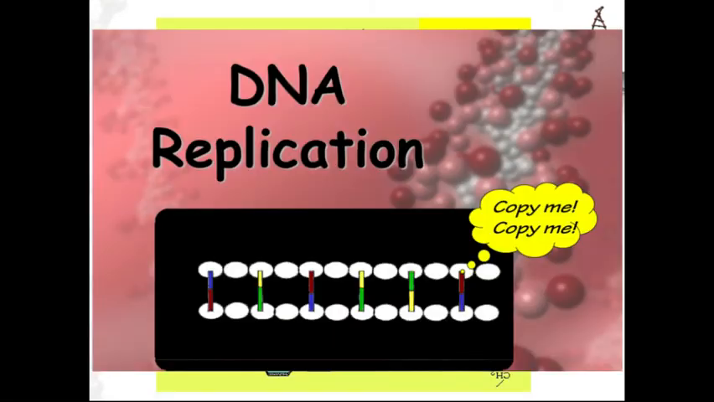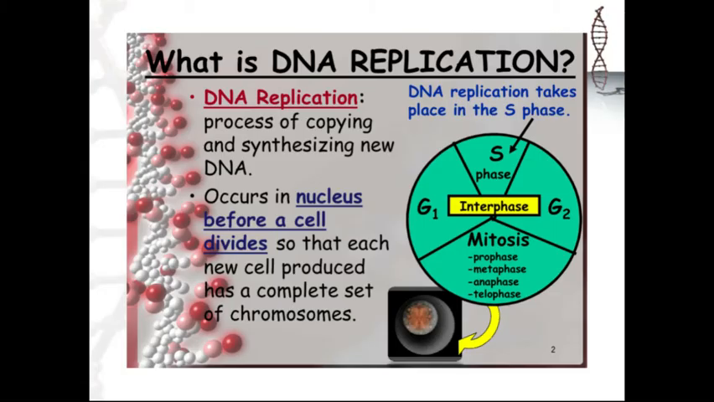Now, the next part is DNA replication, and this means copying. And when we replicate, we make exact copies, okay? Exact copies, because it's part of the cell cycle when cells divide during mitosis to make exact replicas. So DNA replication is copying and synthesizing new DNA. Again, it occurs in the nucleus before a cell divides. This kind of goes a little bit into Model 3.